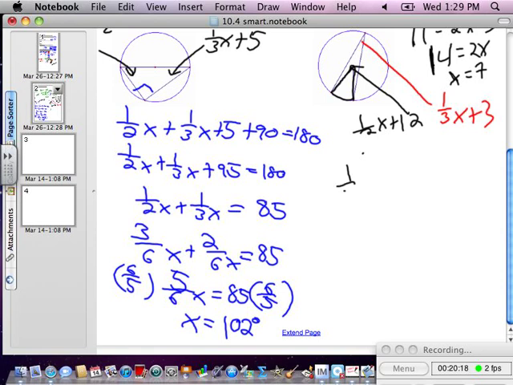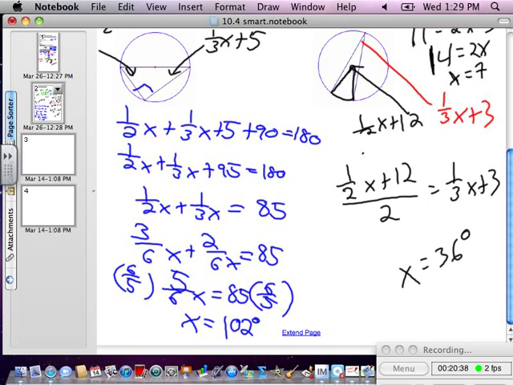So if I do 1/2 x plus 12 and consider that my arc, what do I do to it to get my inscribed angle? Divide by 2. And then we solve for x. I'm just going to give you the answer. I know you can figure this out. You just multiply it by 2 and stuff like that.